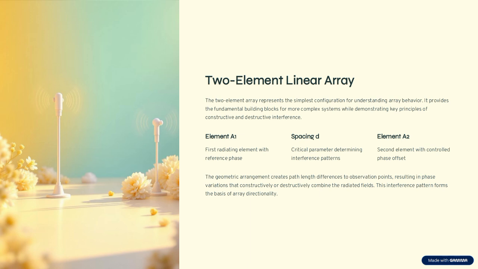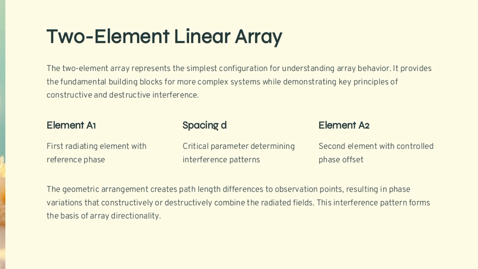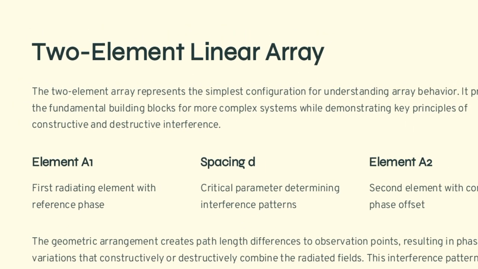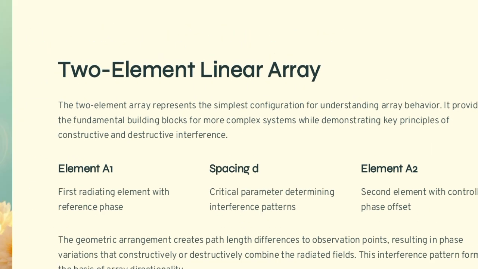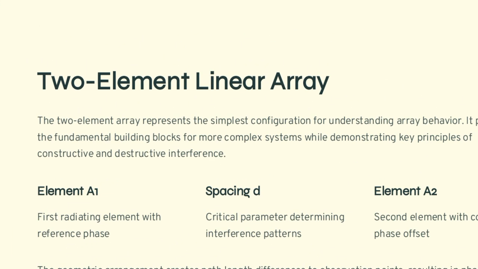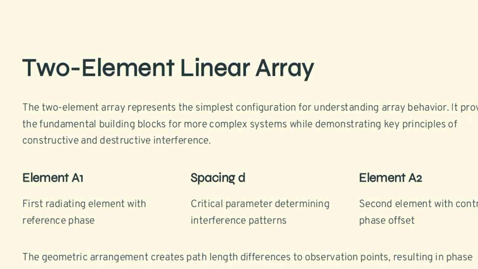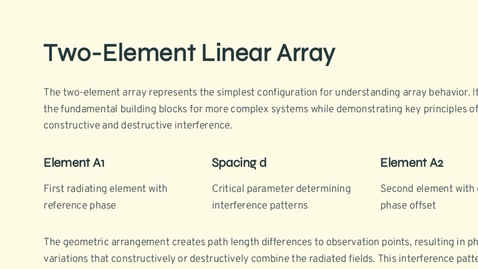The next thing is the types of linear array, that means the configurations of a linear array. We can keep multiple elements in the linear array. The first is the basic linear array, the two element linear array. The two element linear array represents the simple configuration for understanding array behavior. It provides the fundamental building block of more complex systems while demonstrating the key principle of constructive and destructive interference.